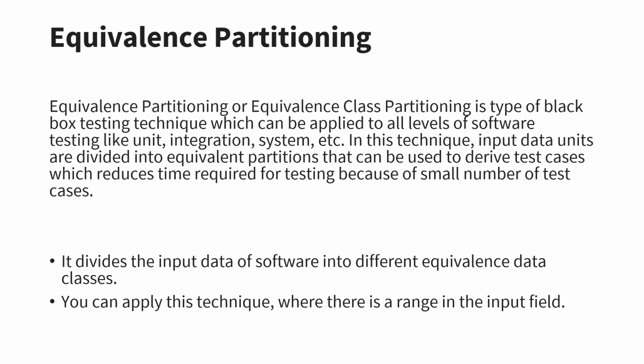Say we need to check data from 25 to 1025. So for 100 to 200, we will take one number. 200 to 300, we will take one number. 300 to 400, we will randomly take one number. So without compromising, we will be covering each and every scenario. It divides the input data of the software into different equivalence classes. You can apply this technique where there is a range of input data, where we have a large range of input data field, if the range is higher.